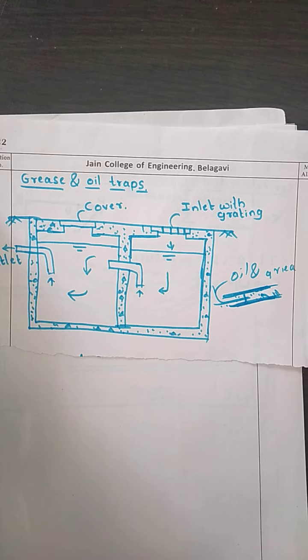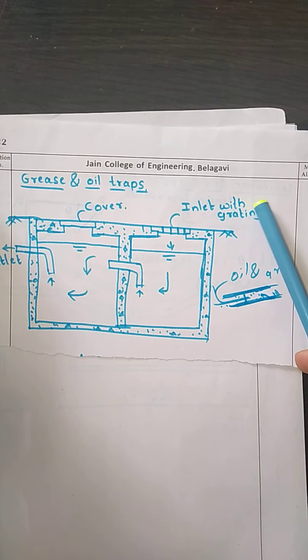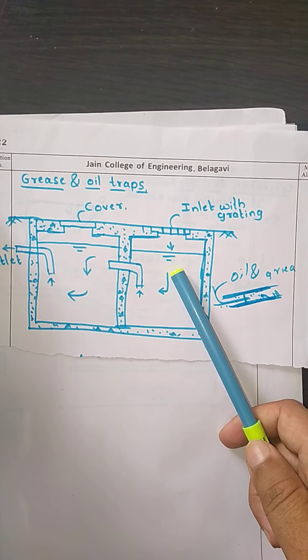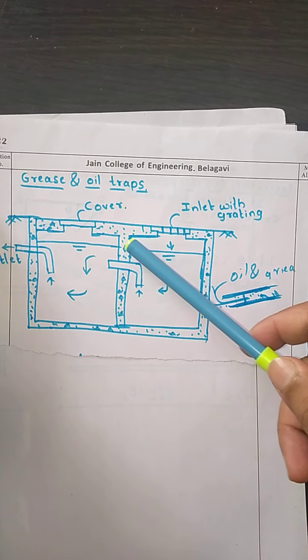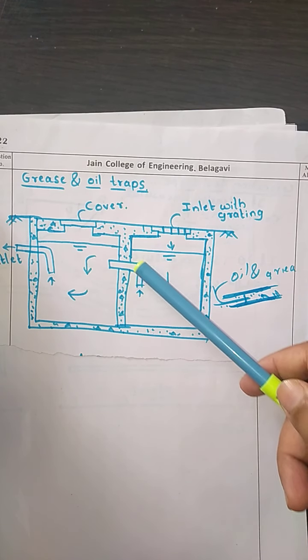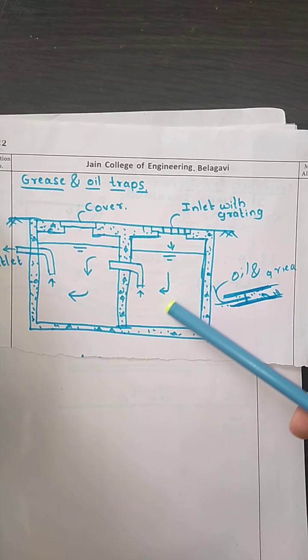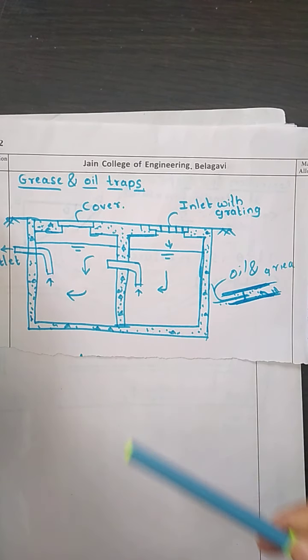Now we will see the working procedure of the oil and grease trap. The wastewater from which we need to remove oil and grease enters here. As you know, the specific gravity of oil is less than that of water, so it is going to be present on the top surface. Only the water passes, and the oil and grease remain here. Then the wastewater passes to the outlet.